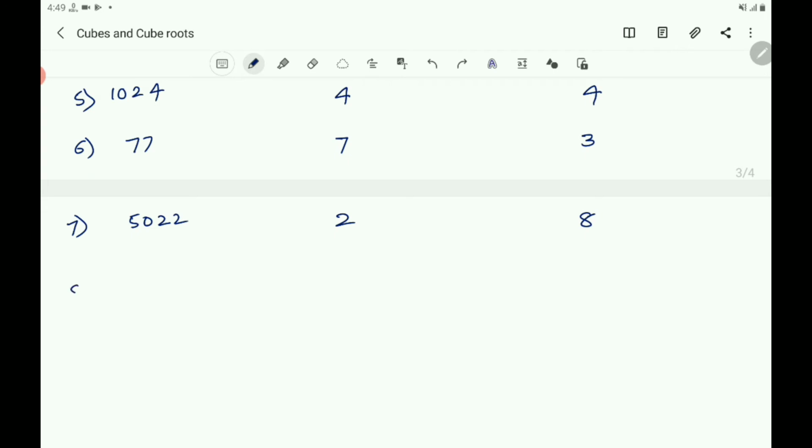Next, the eighth one, 53. You know that for 7 it is 3. For 3 it is 7. So as 3 is in the unit place of 53, its cube has 7 in the unit place. In this way, by observing the unit digit of the given number, you can conclude the unit digit of its cube number.